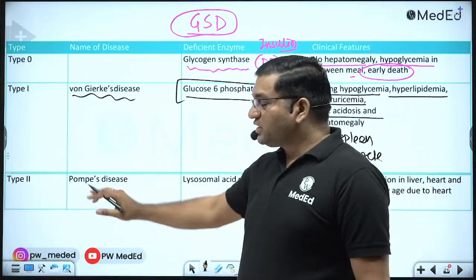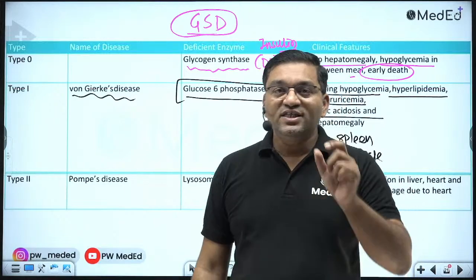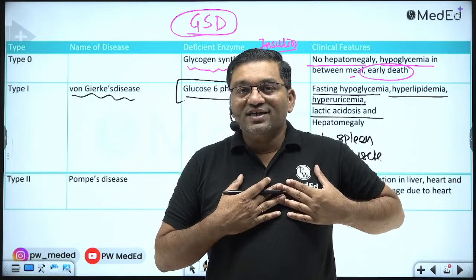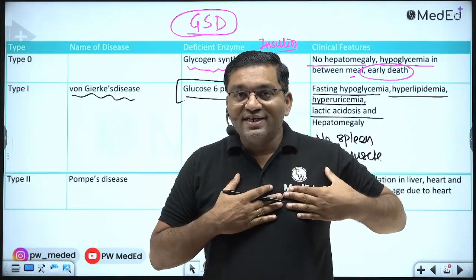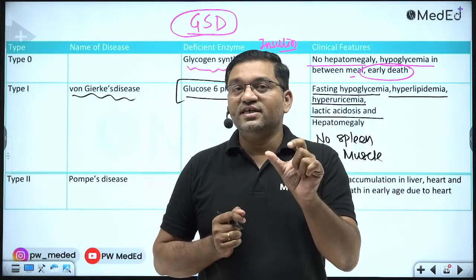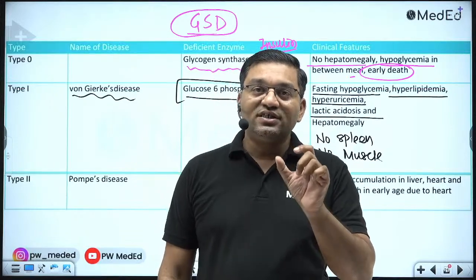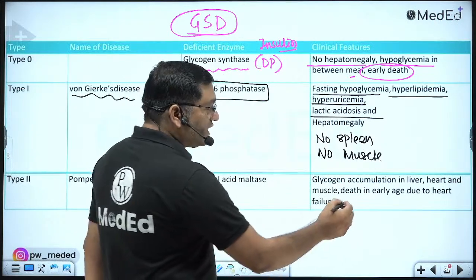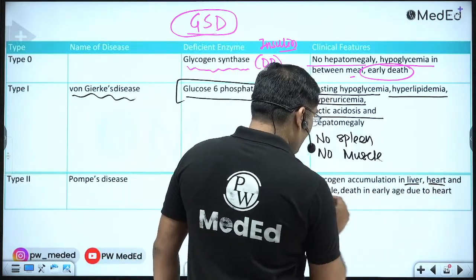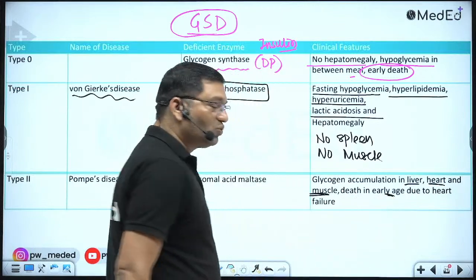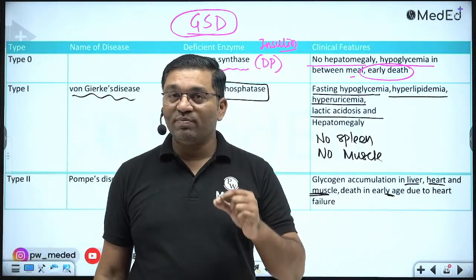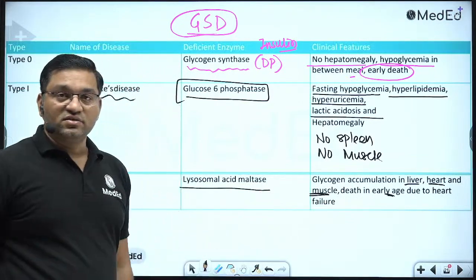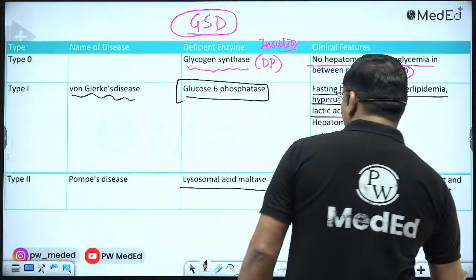Then type 2 is Pompe's disease. There is liver involvement and muscle involvement in Pompe's disease, and principally there is involvement of the heart in the form of cardiomyopathy, and death of the child occurs at 18 months to 2 years of age. So there is glycogen accumulation in liver, heart, and muscle, and death at an early age due to heart failure because of cardiomyopathy. This is due to a defect in lysosomal acid maltase.